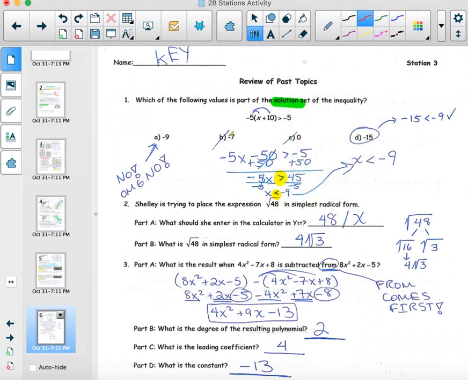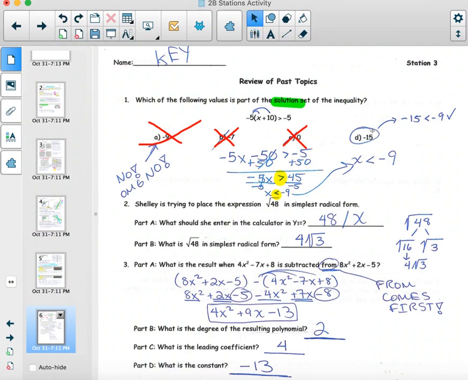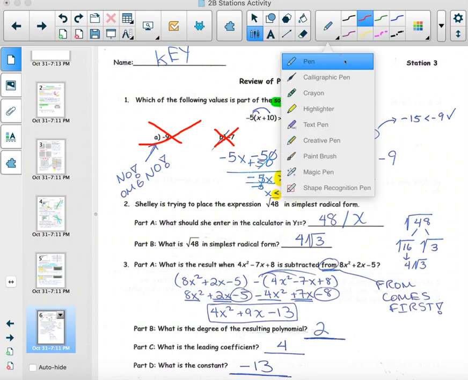Is negative 9 less than negative 9? No. Is negative 7 less than negative 9? Nope. What about 0? Nope. So by process of elimination, it has to be answer choice D. Okay. Negative 15 is less than negative 9. That checks out. We're good. All right, moving on. Moving right along.